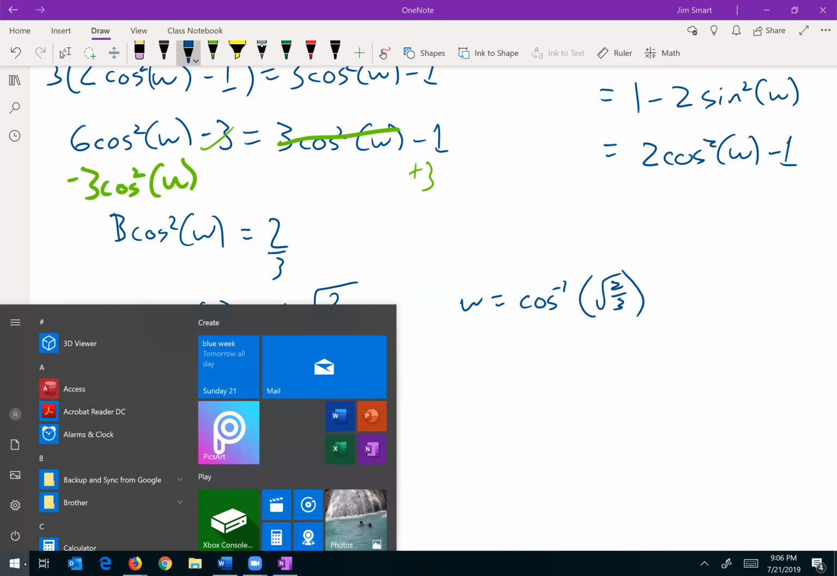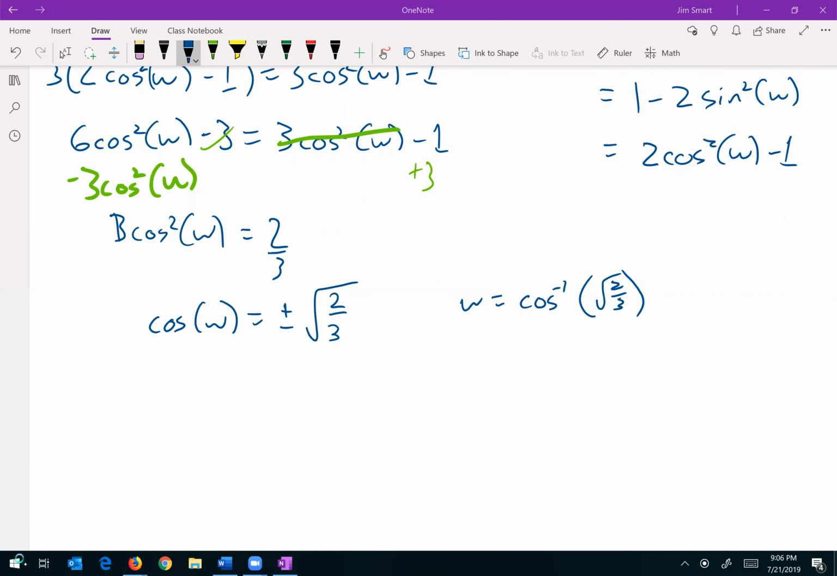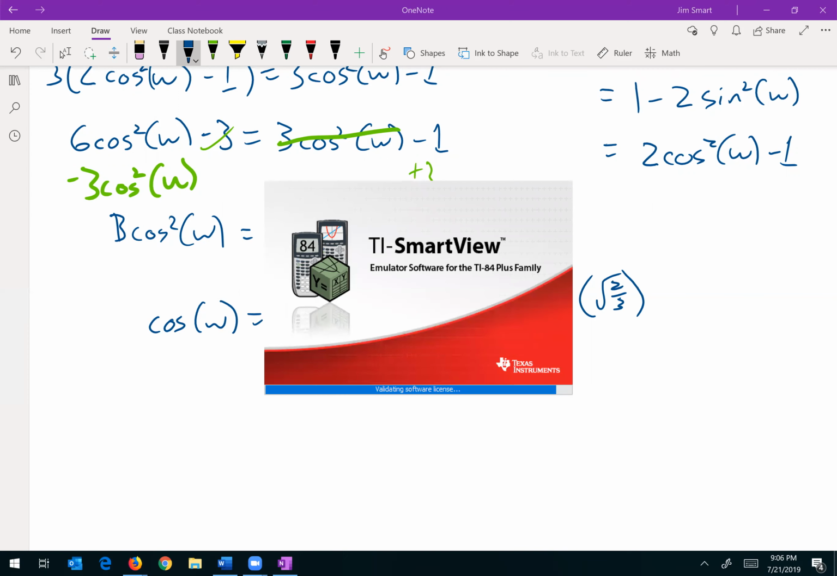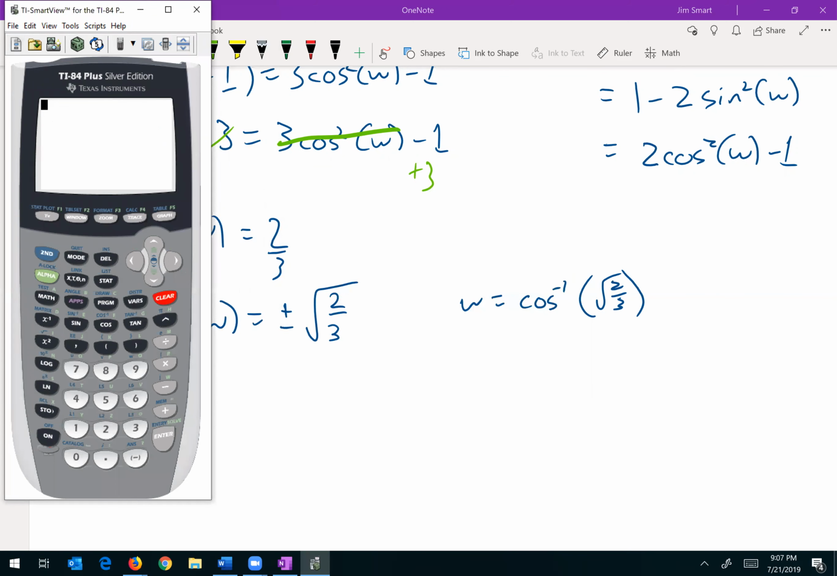And now, let's pull up the calculator. Once we get that, that'll be our first quadrant angle. And then I'll find the equivalent angle in the other 4 quadrants. I want to do radians here. When you're solving cosine equations, unless it's an applied situation, you almost always want to be in radians. So now I'm going to do the cosine inverse of square root of 2/3. Close parentheses, enter. So that's my first quadrant angle.